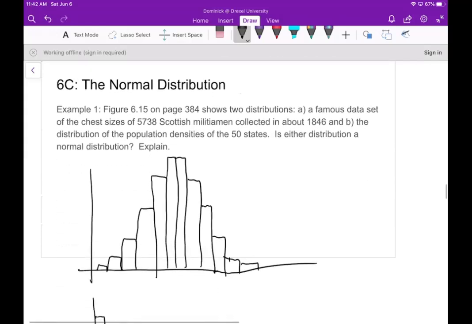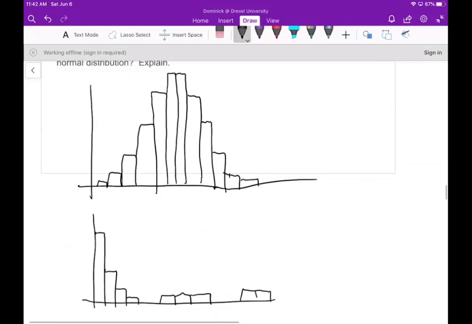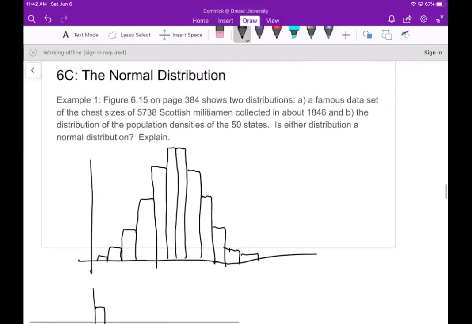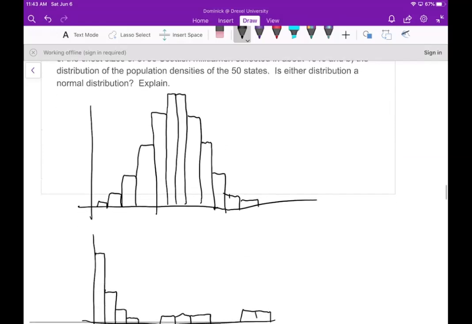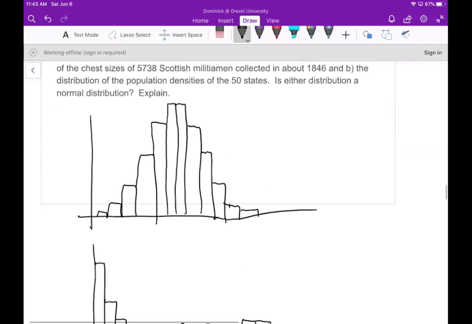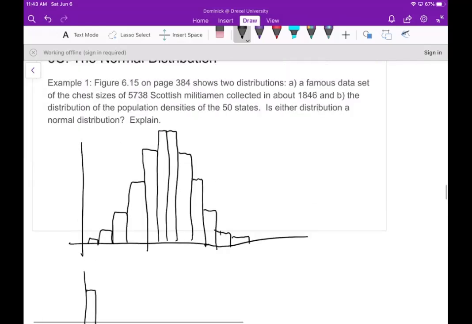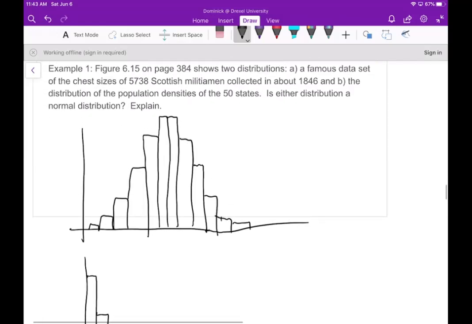Now, this figure in the textbook, which I've sort of copied down here, shows two distributions. In this first one, we have a famous data set of the chest sizes of 5,738 Scottish militiamen collected in about 1846. And in part B, we have the distribution of the population densities of the 50 states. Now, is either distribution a normal distribution?